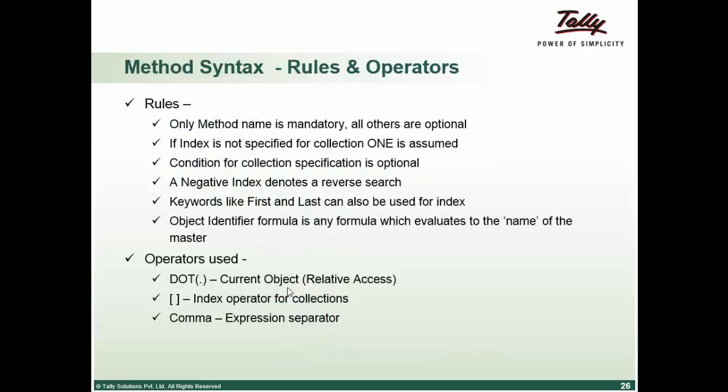What are the rules and operators for method formula syntax? Only the method name is mandatory. Rest all that you see in the syntax is optional, as only if you require you need to specify that. If you are specifying a collection, a sub-collection, then if index is not specified, it is assumed to be 1. If you provide a condition, then mentioning an index is mandatory. However, mentioning the condition is not mandatory. It is optional. So, only if you need to provide, and if you are providing condition, then you need to provide the index number, even if it is 1.